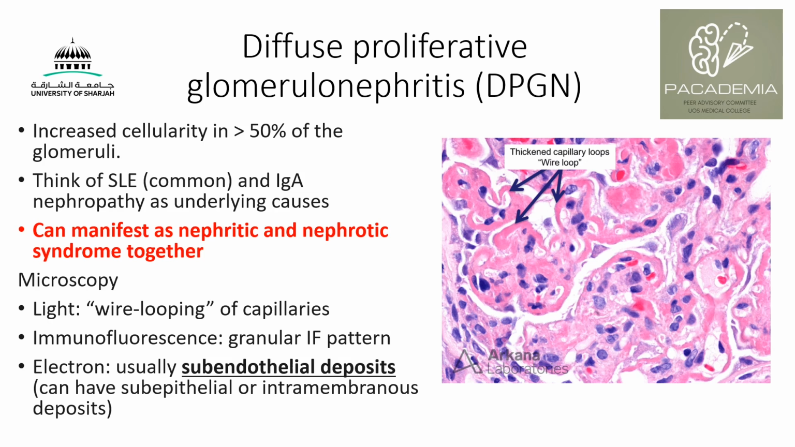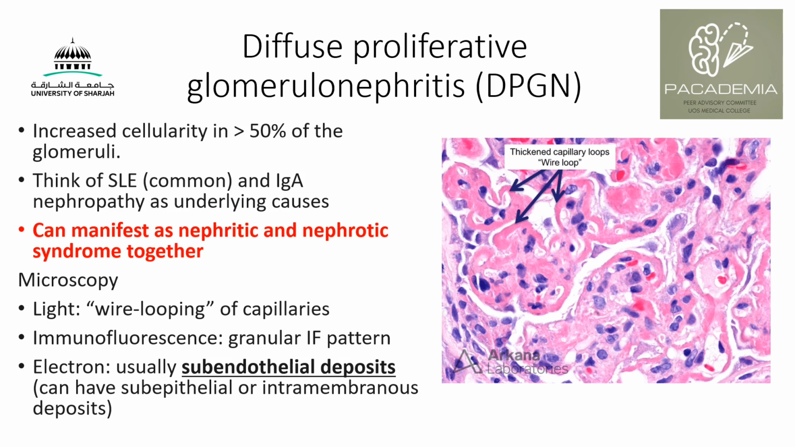Look for etiology, especially SLE as the common underlying cause, also IgA nephropathy. And this is similar to membranoproliferative, in that both can present as nephritic and nephrotic syndrome together. This is a point that you should consider. Not many diseases have this overlap. So far I've talked about two diseases, membranoproliferative glomerulonephritis and diffuse proliferative glomerulonephritis. Under microscopy, look for wire looping of capillaries, either from the histology they put for you in the exam, or they mention it as a buzzword in your exam.